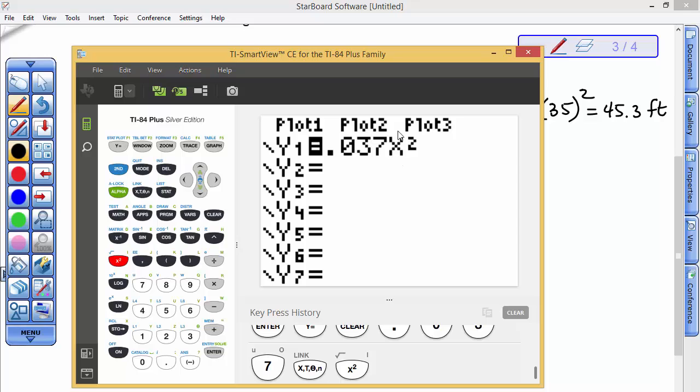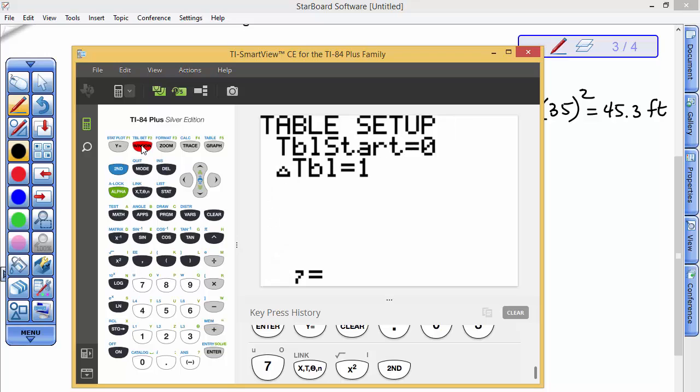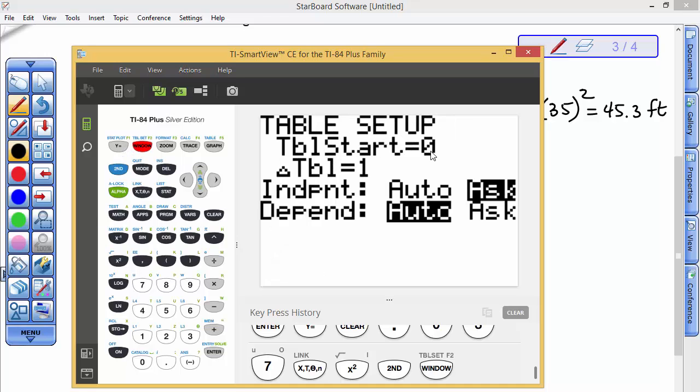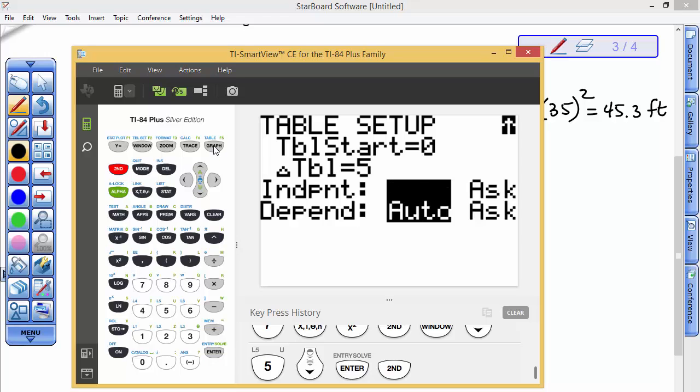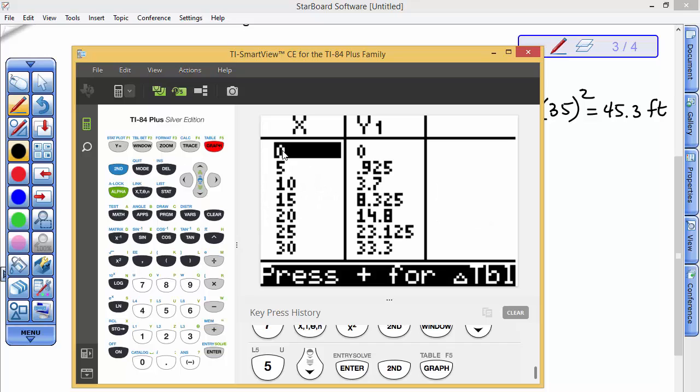I am going to choose to go second and hit the window key to set up a table. And I'm going to start at a speed of 0. And I'm going to have it go up in increments of 5 miles per hour. So I'm going to have it go 0, 5, 10, 15, 20, 25, 30, 35, 40. And I'm going to come down here and automatically have it create a table. So now I'm going to go second and hit that graph key. And look, at 0 miles per hour, it's going to take 0 feet for the car to stop. At 5 miles per hour, that's kind of like just jumping the gun at a traffic light. It's going to be just under a foot to stop.